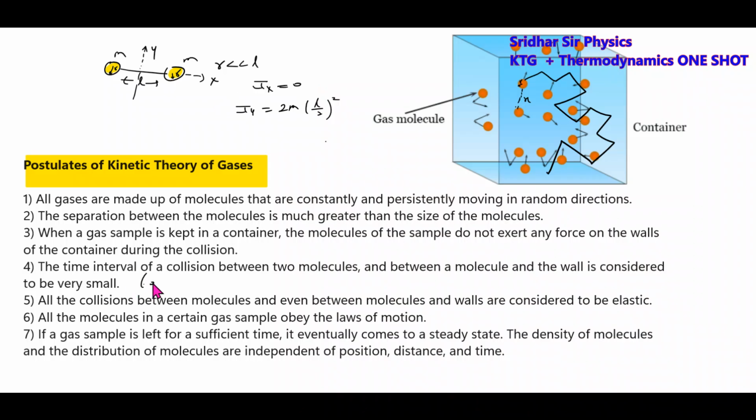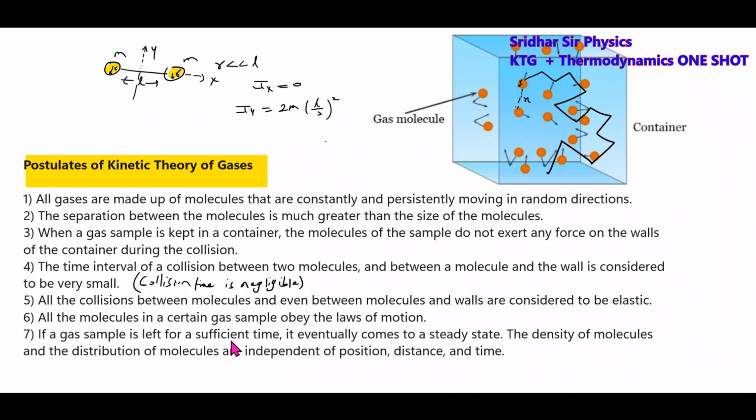So what's the meaning of this? Collision time is negligible. All the collisions between molecules, and even between molecules and the wall, are considered to be elastic. They'll undergo collision and there will be an exchange of velocities, but there won't be any loss of energy. All the collisions are said to be elastic. All the molecules in a gas obey the laws of motion. So what we have discussed, the change in momentum, everything, the laws of motion have to be obeyed.